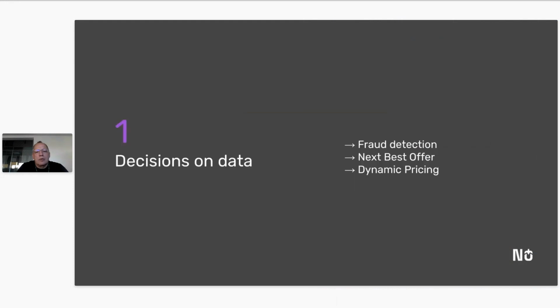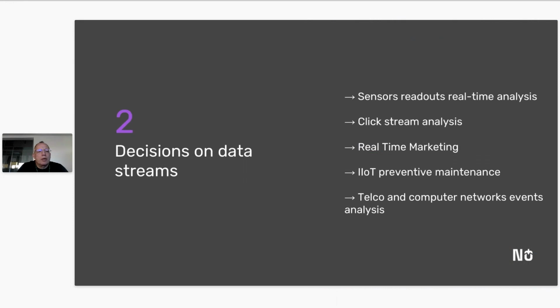The use cases would be fraud detection, next best offer, dynamic pricing. Also, there are many use cases which are purely from the streaming domain. So analysis of sensor readouts or clickstream analysis. Real-time marketing use cases also work very often on streaming data. Industrial IoT preventive maintenance. And last but not least, telco and computer network events analysis for whatever, right? For performance, for fraud, for marketing, etc.